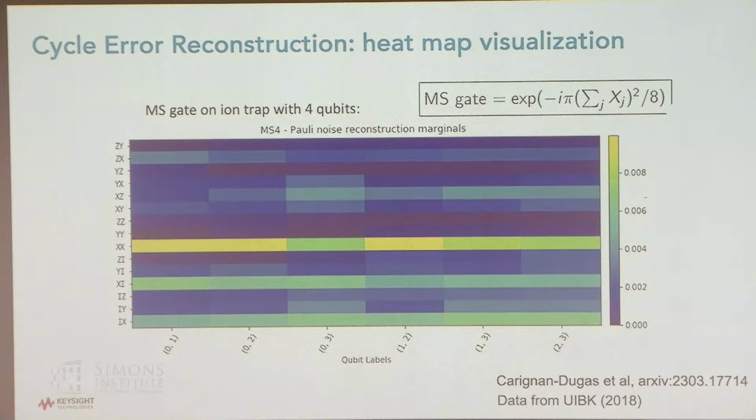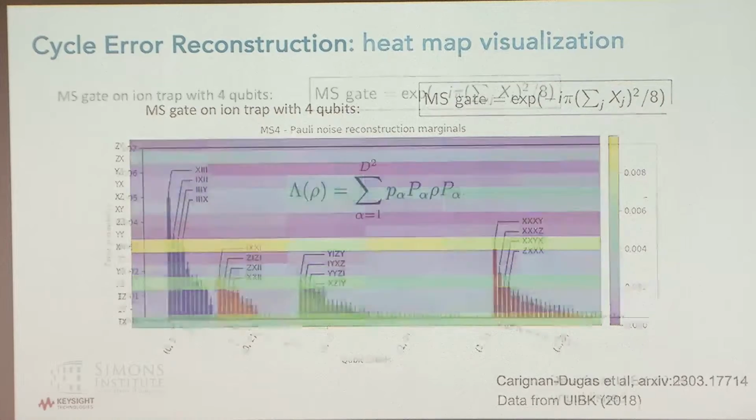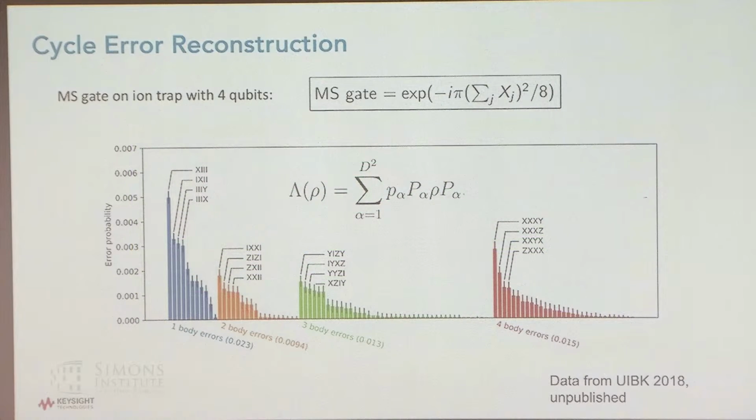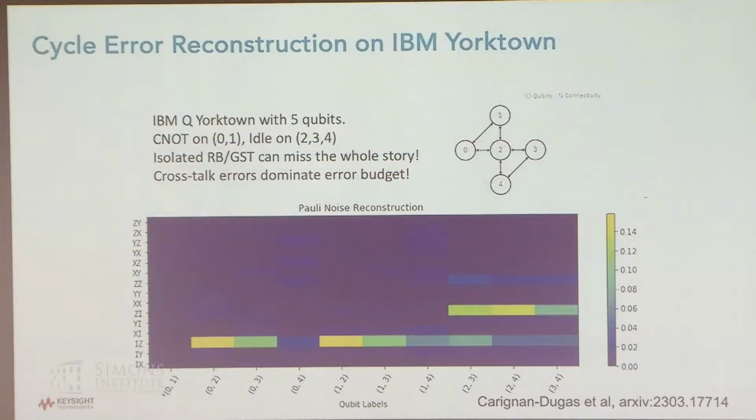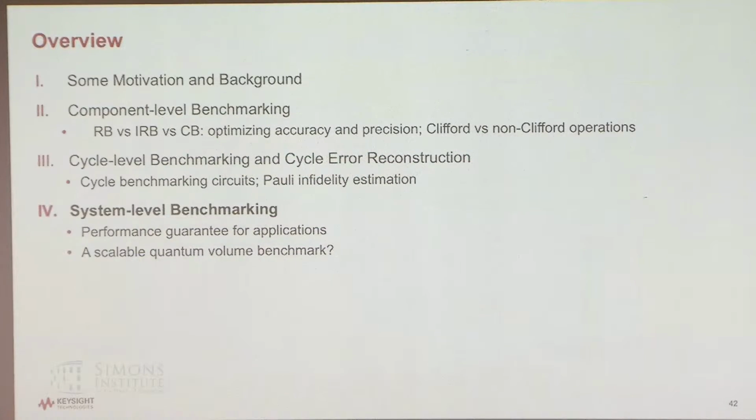I think in the interests of time, I'll just skip talking about these heat maps because they're hard to unpack, but it's just another way to visualize this data that's distinct from this method of just reconstructing a histogram. Let me skip that. Now, system level benchmarking is the final section of the talk.